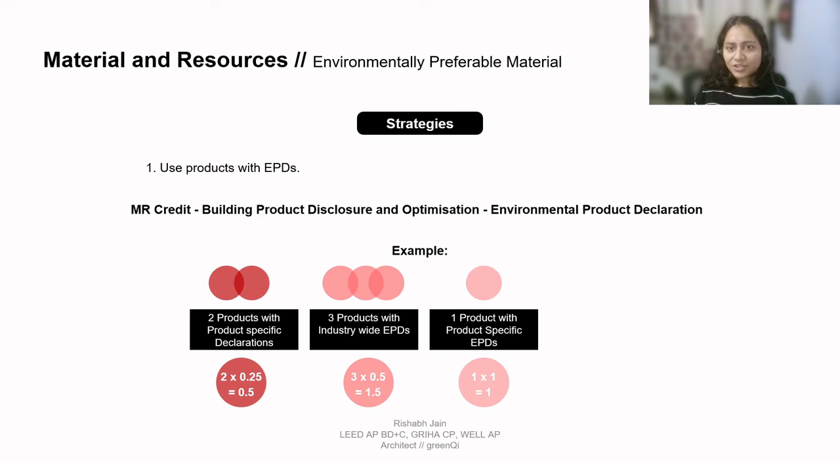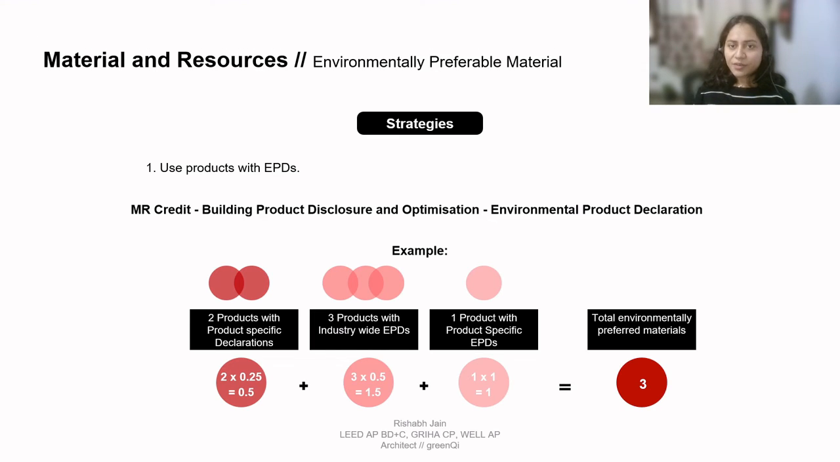This will be the actual values of the products. Even if the number is the same, you see the values after the valuation are different. If you add that, you will get three environmentally preferred products. So we are getting at least three products currently. This is the way the valuation works.